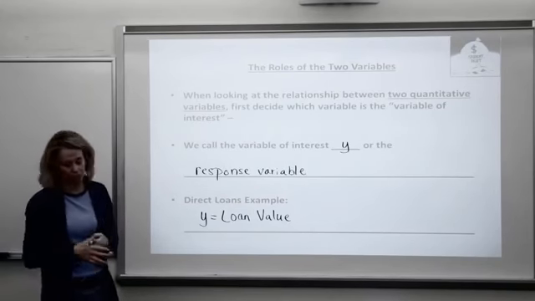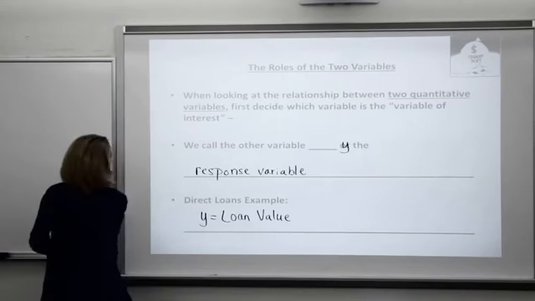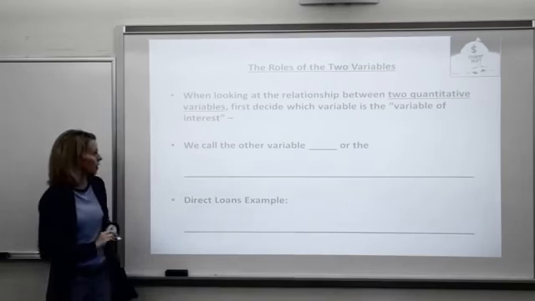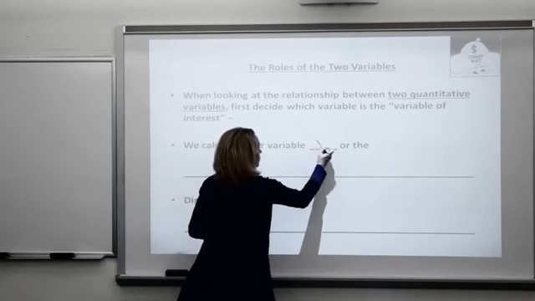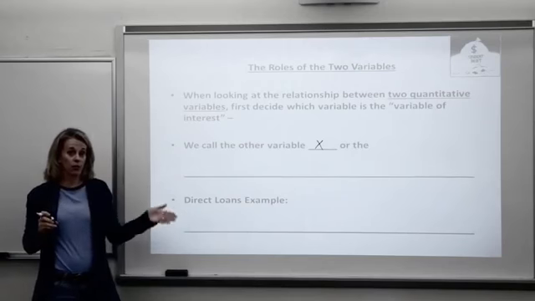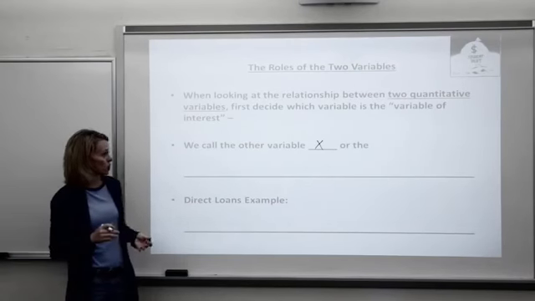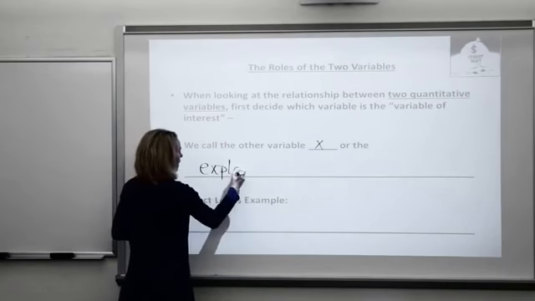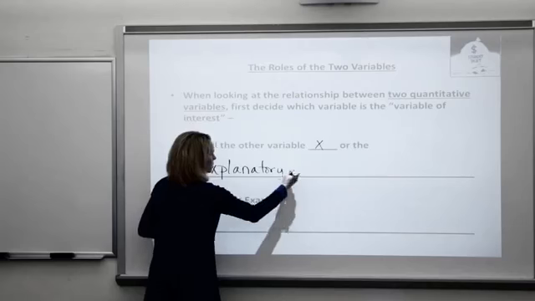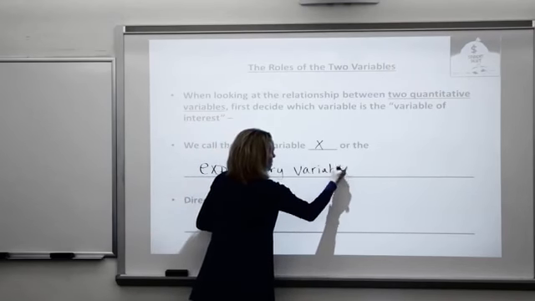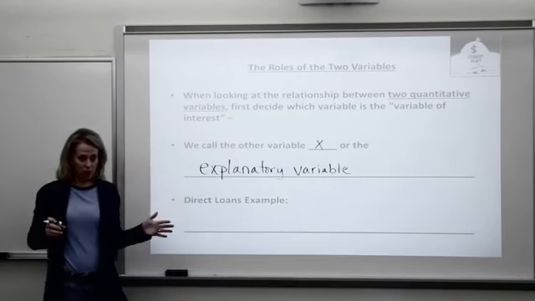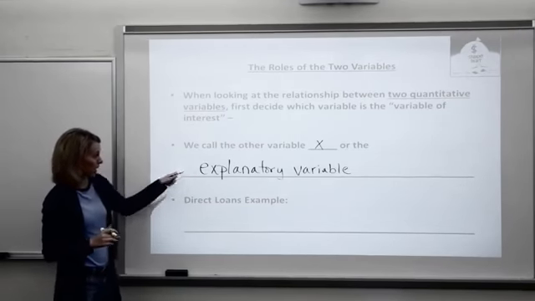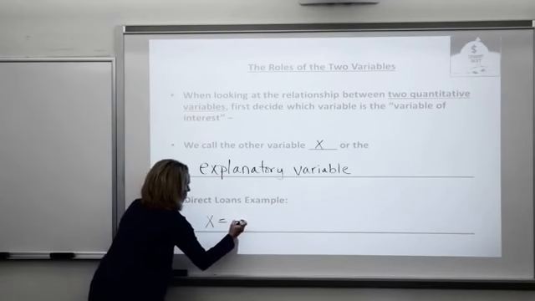Okay, how about the other variable? The other variable we're going to call the x variable, and this is the variable that we're going to use to help explain or predict the response variable. So this is often called the explanatory or the predictor variable. We'll say it's the explanatory variable. In this example, we're going to see if we can use the number of loans to help predict the loan value. So the number of loans we're using to help explain loan value.